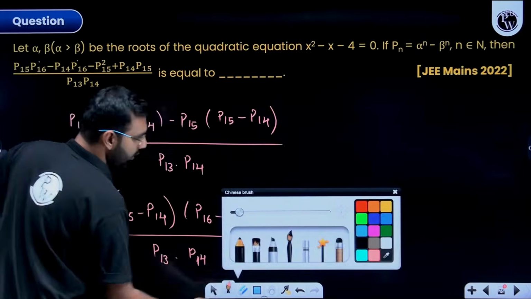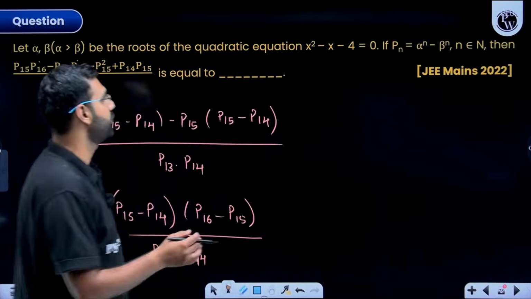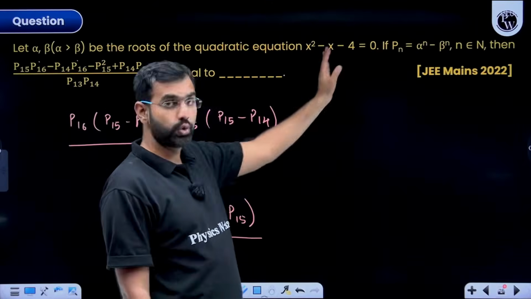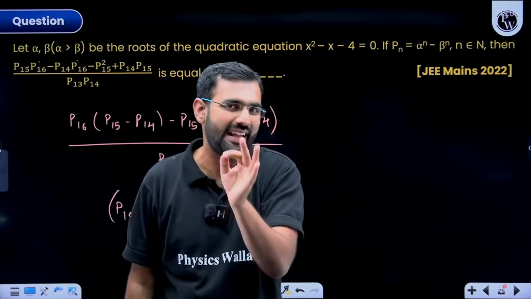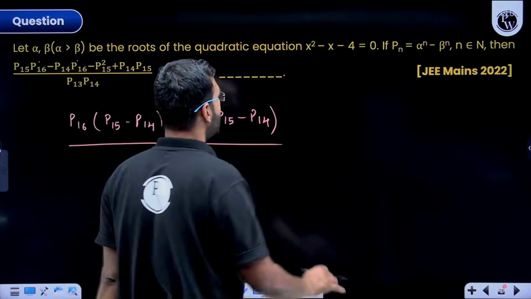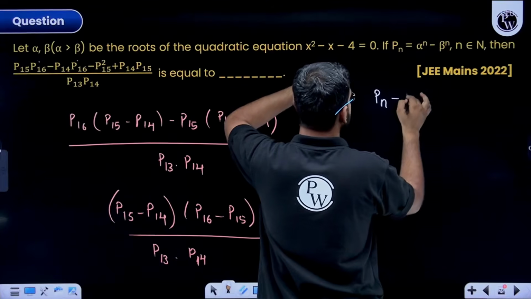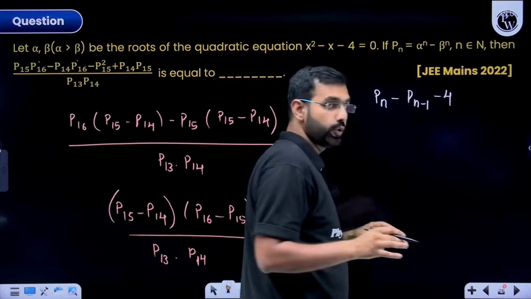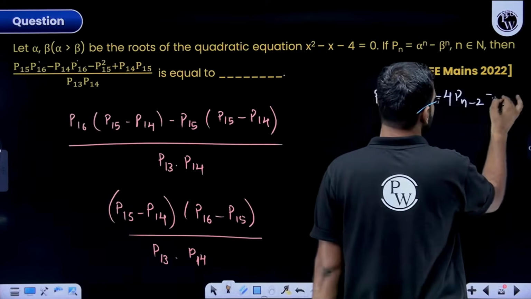Now let's work on the quadratic we are given so that we may derive some conclusions here. This is x square minus x minus 4 is equal to 0, which has roots alpha and beta. Pn is given as alpha to the power n minus beta to the power n. Can I not directly write a result? What is that result? I can write it as Pn is 1 into Pn minus 1 plus 4 into Pn minus 2. I hope there is no confusion on that.